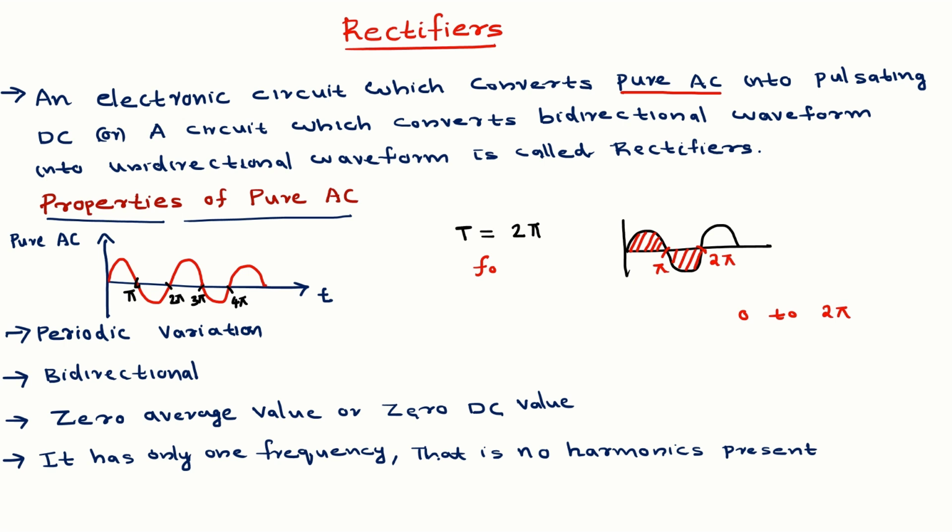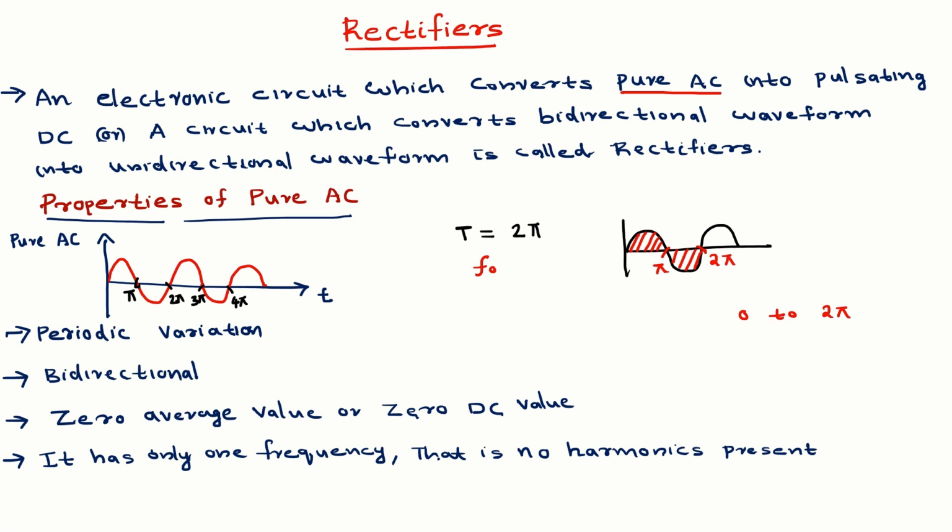No harmonics are present. Harmonics means one fundamental frequency is there, and integer multiples of the fundamental frequency are known as harmonics. In this figure, this waveform has a fundamental frequency of f0. So 2f0, 3f0, 4f0, 5f0, 6f0 and so on are called harmonics. A pure AC signal doesn't have harmonics, it has only the fundamental frequency.